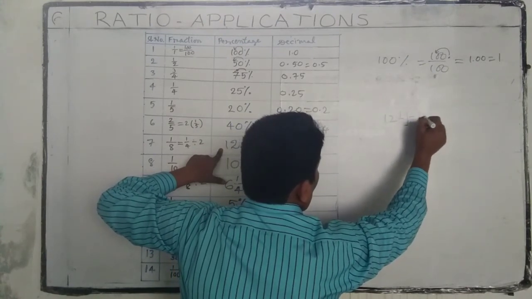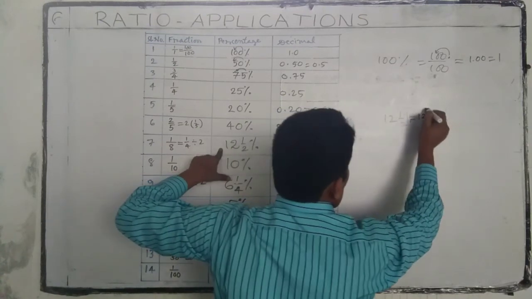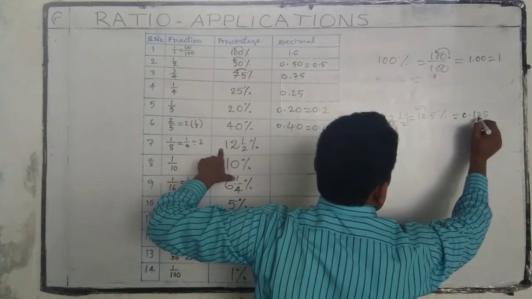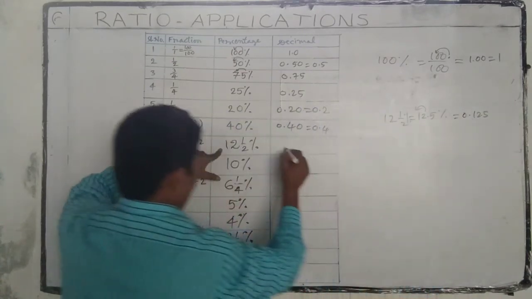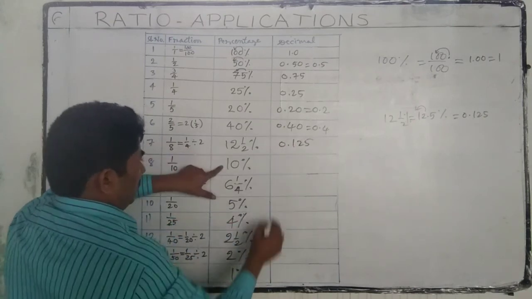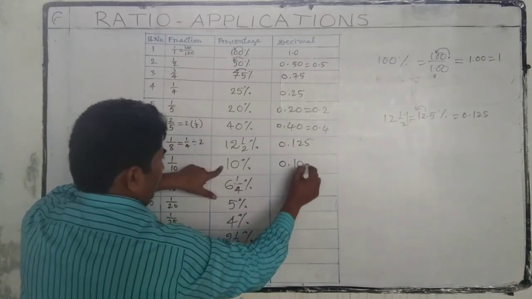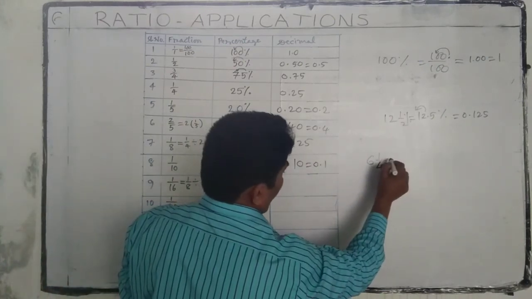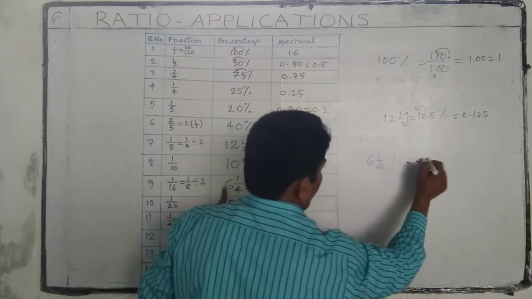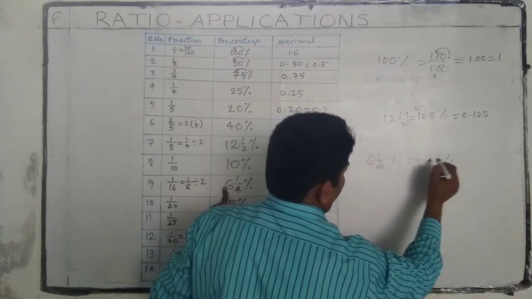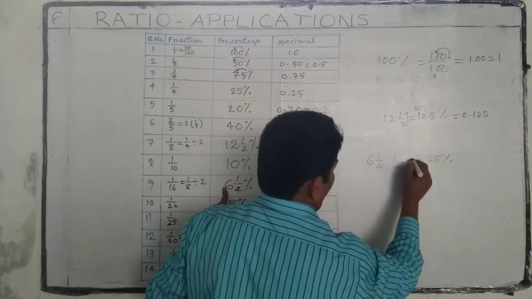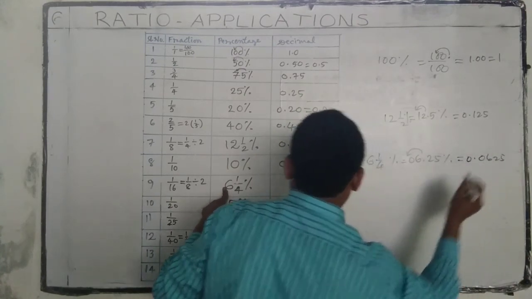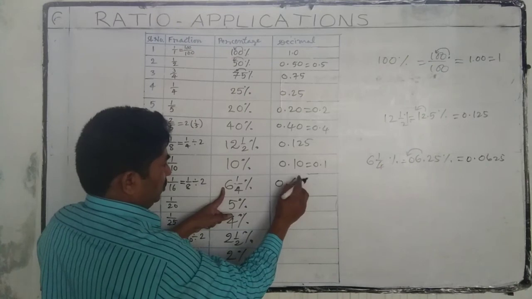12 and half percentage, 12.5 percentage, 0.125 decimal, 0.125. 0.10, that is called 0.1. 6 1 by 4 percentage is equal to 6.25 percentage. We have to shift the decimal to the left by 2 places. That's why 0.0625. This is the decimal. 0.0625.